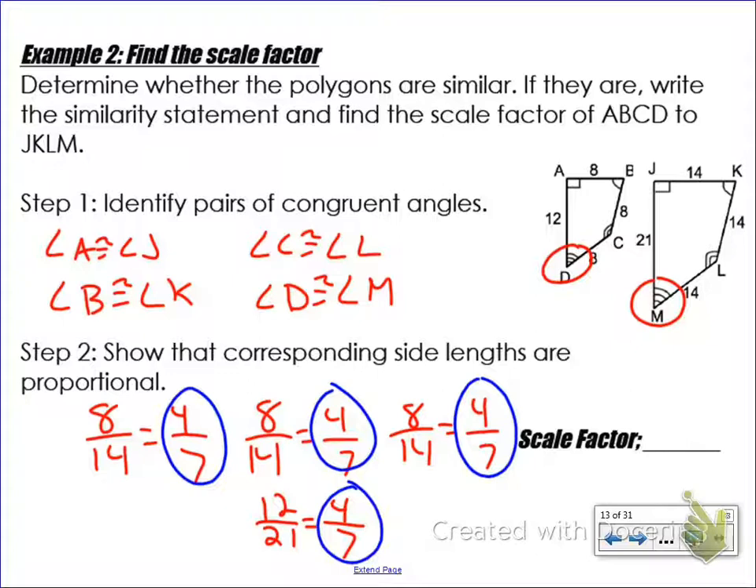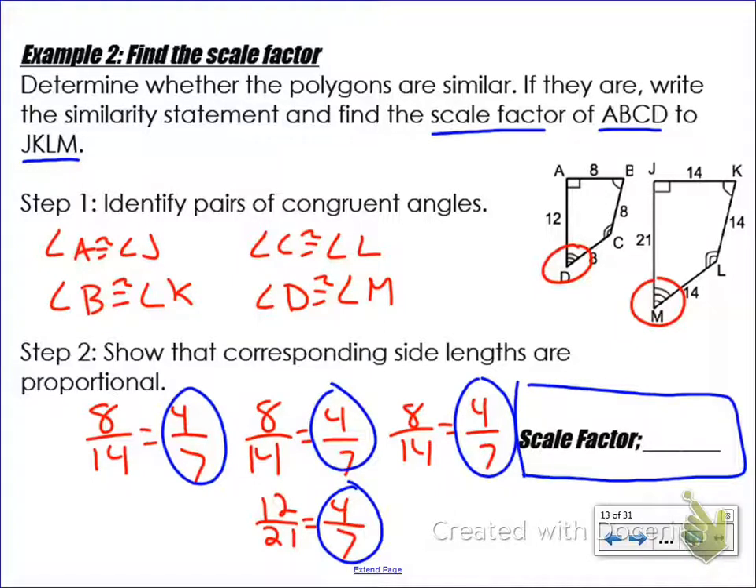Now the last thing that it wants me to do is list what we call a scale factor. Now it's important to look at, so it says find the scale factor of ABCD to JKLM. The way this is written is extremely important because this means that since ABCD is the first one that I list here, that needs to be the first number in my scale factor.